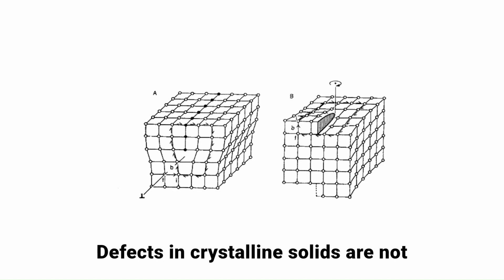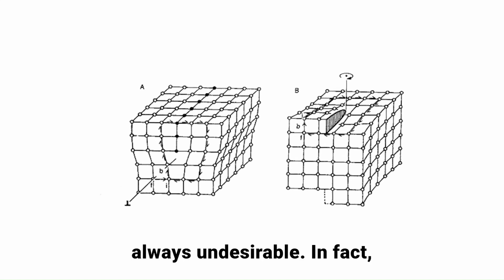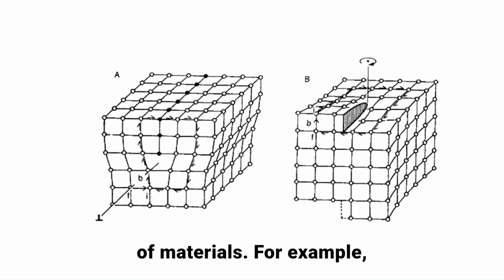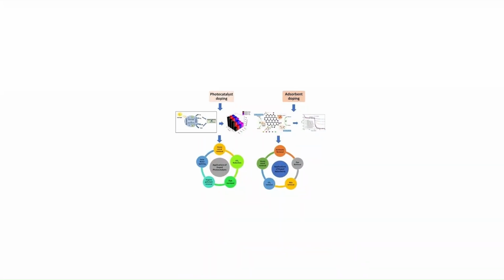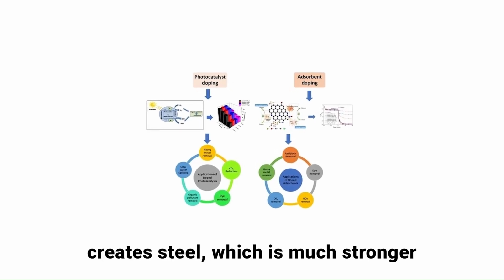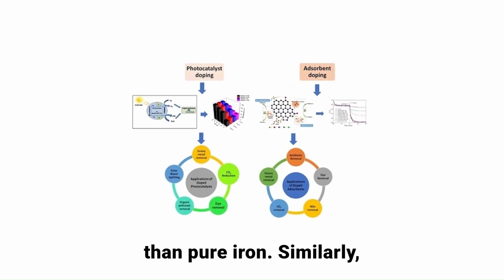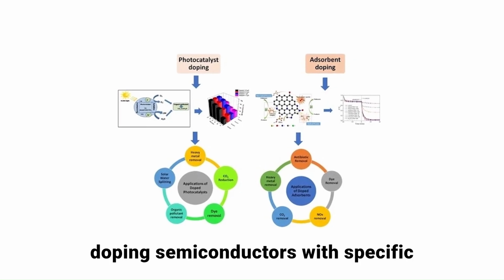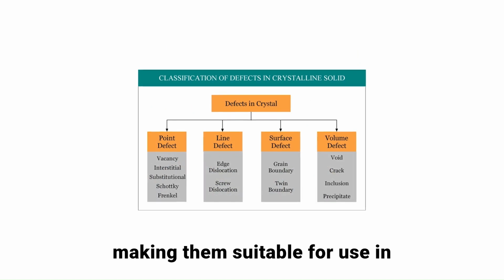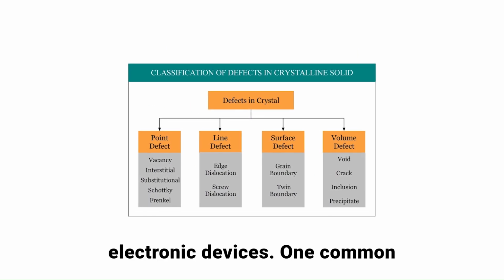Defects in crystalline solids are not always undesirable. In fact, they can sometimes enhance the properties of materials. For example, adding a small amount of carbon to iron creates steel, which is much stronger than pure iron. Similarly, doping semiconductors with specific impurities enhances their conductivity, making them suitable for use in electronic devices.